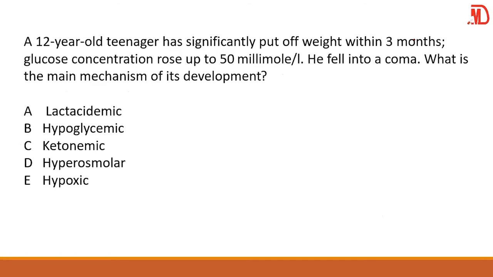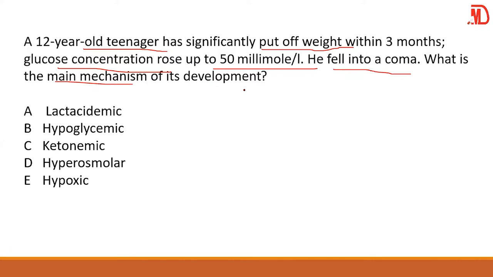I think I've answered this question, but in a different way. Look, a 12-year-old teenager has put on weight within 3 months. Glucose concentration is 50. He fell into a coma. You see, what mechanism? Of course, too much glucose leads to what? Hyperosmolarity, or hyperosmolar coma. So this is hyperosmolar hyperglycemic coma. We did it in today's lecture.